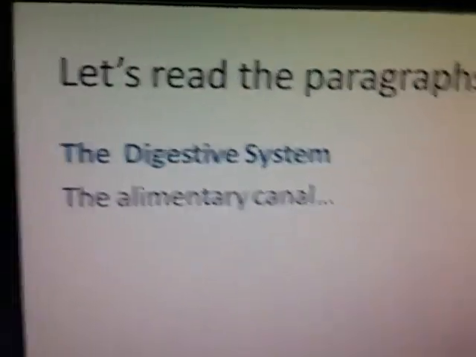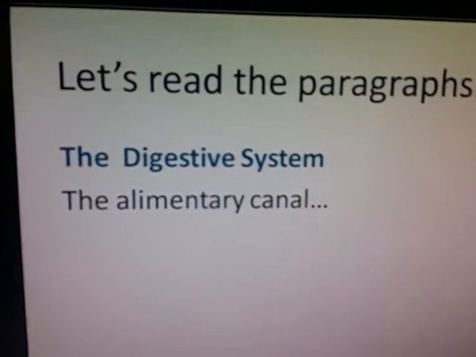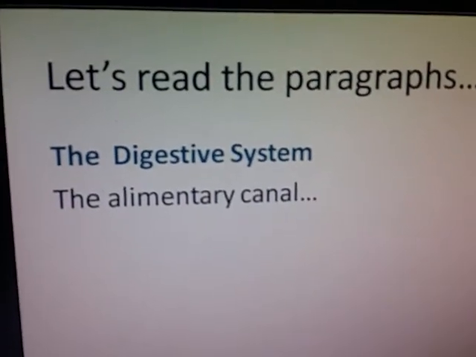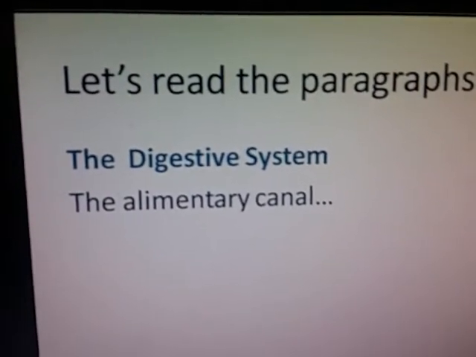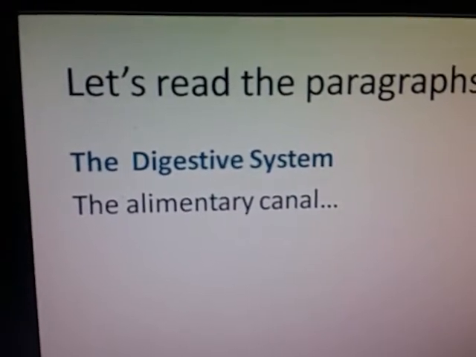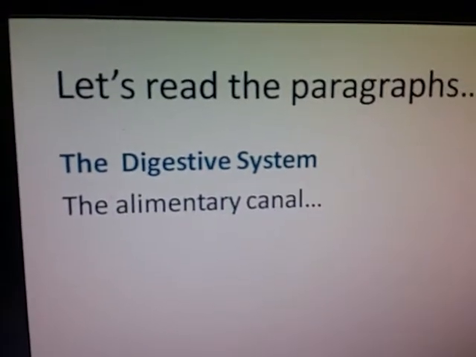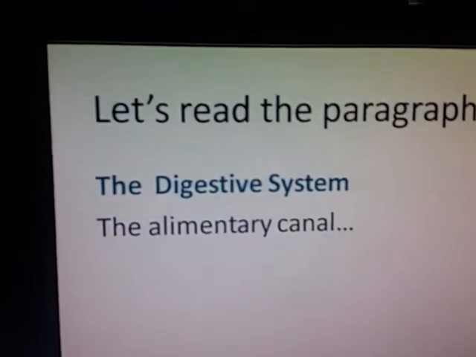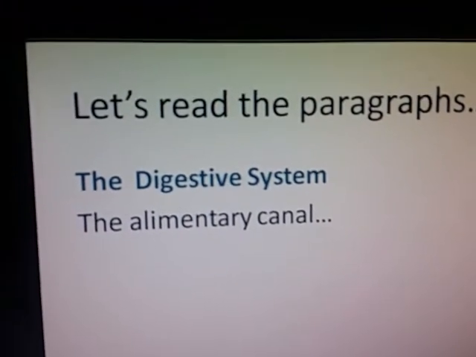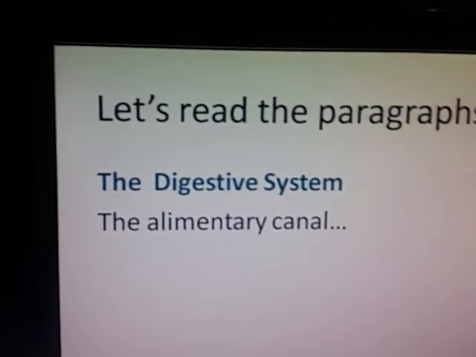Be ready. Read with Mr. Zuniga. The alimentary canal is the route food takes through our body. There are more parts of the body that help us digest our food. All these parts together are called the digestive system.